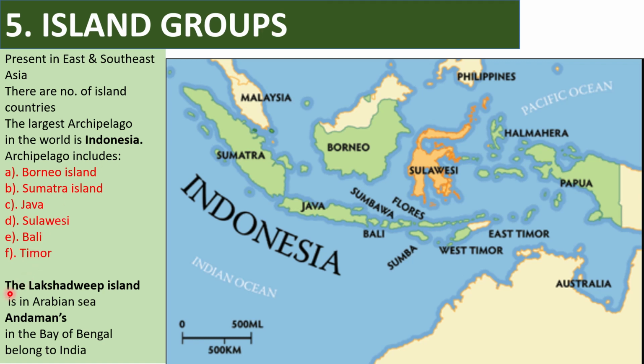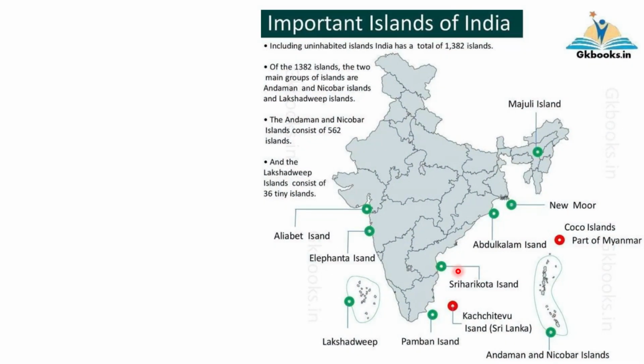And another, the Lakshadweep islands in the Arabian Sea and Andamans in the Bay of Bengal belong to India. Here is a map. These groups of islands called as Andamans, and these are present in the Bay of Bengal. These islands are the part of India, and Lakshadweep. These groups of islands are also part of India, but these are present in Arabian Sea.